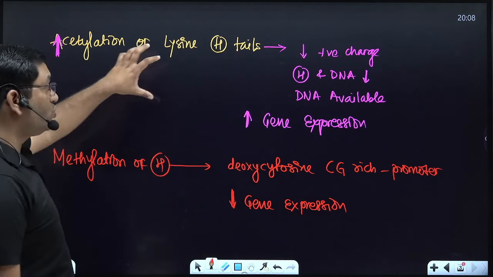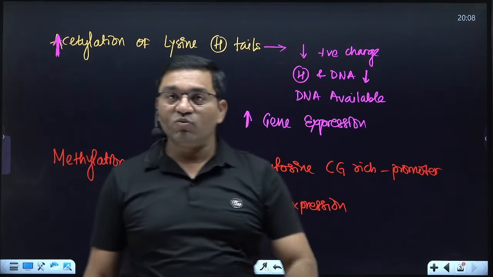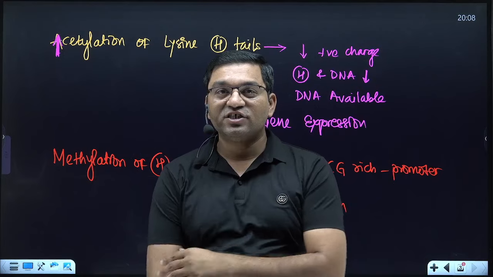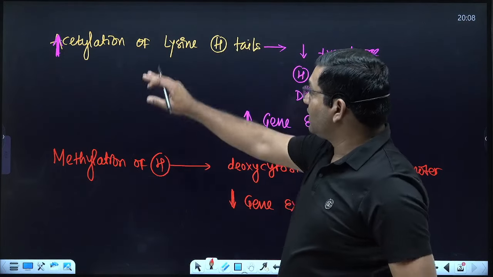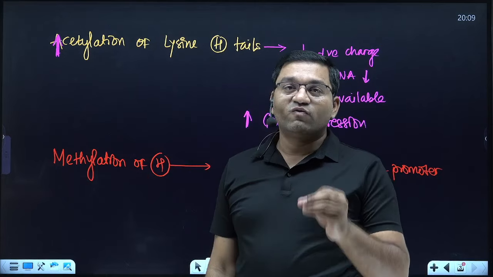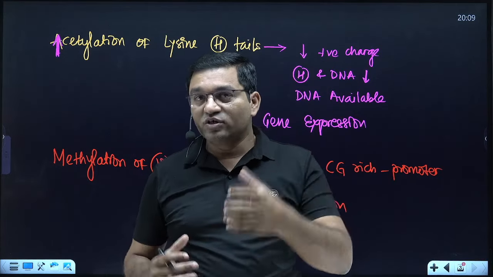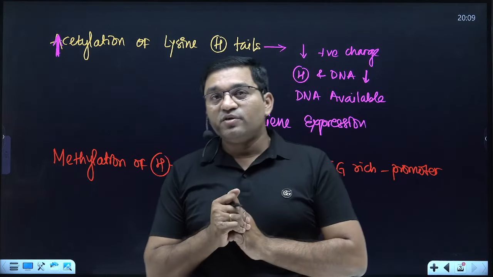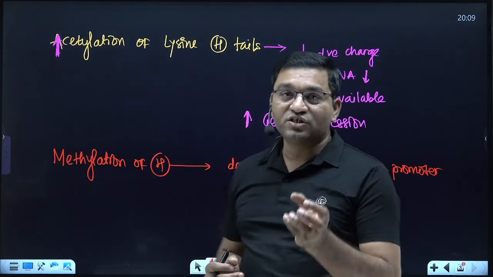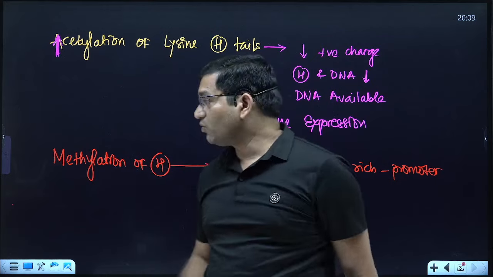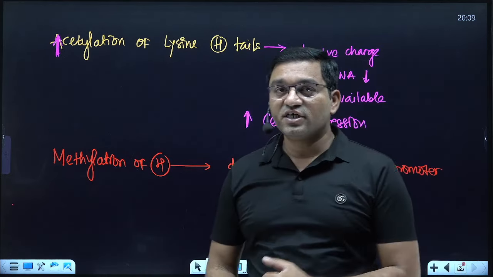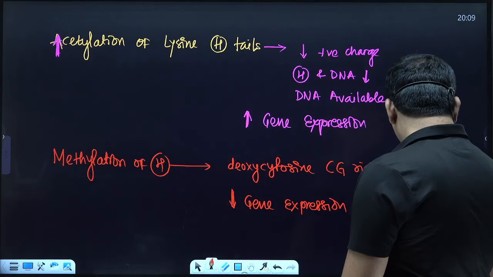So these are the two important epigenetic modifications in the histone proteins, that is acetylation of histone and methylation of histone. Also, phosphorylation of histone is important for condensation or organization of the DNA. Ribosylation of the histone is important in the repair process.